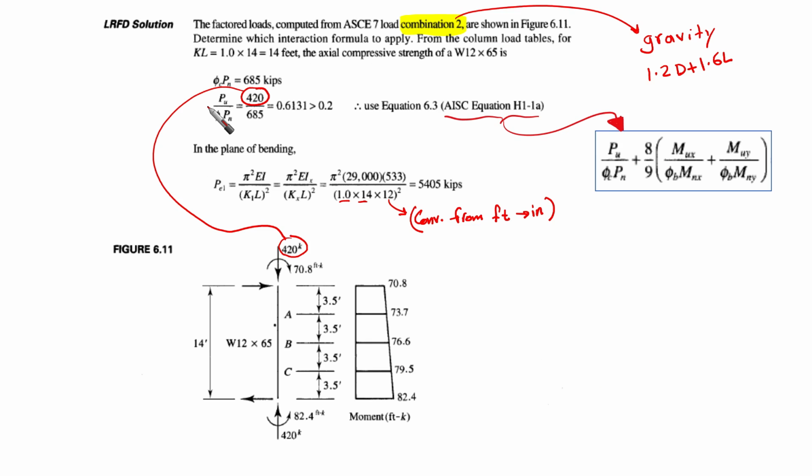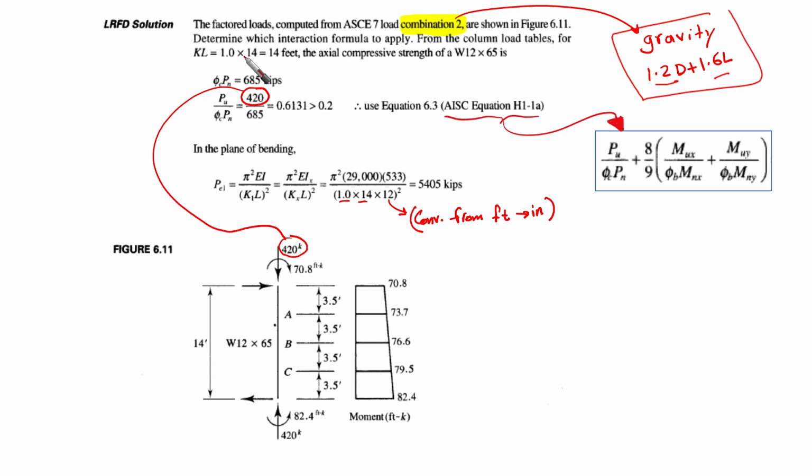So first of all, we need to go through the factored load in detail and see what the moments are along the member, because if you remember Cb and so on, we need the moments to be calculated at different places. The factored load is computed from AISC load combination 2, gravity loading only. We are using gravity loading here because they didn't mention anything about lateral loading.